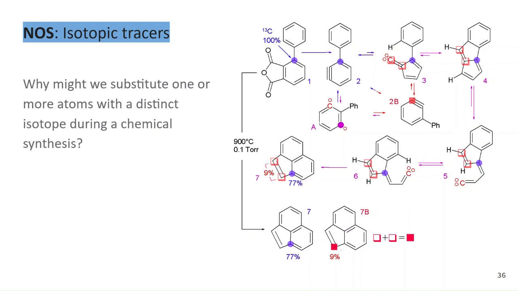Why might we substitute one or more atoms with a distinct isotope during a chemical synthesis? So when we're synthesizing, that means making a new thing, right? Why might we substitute an isotope? Like, for instance, most carbons are carbon 12, but in this case, they're putting a carbon 13 in this synthesis.